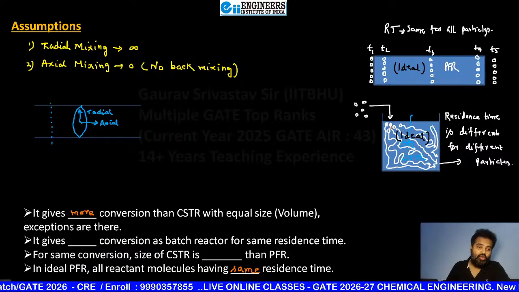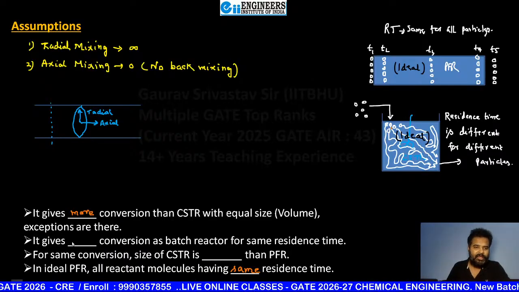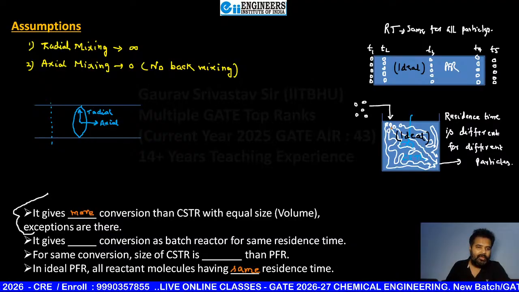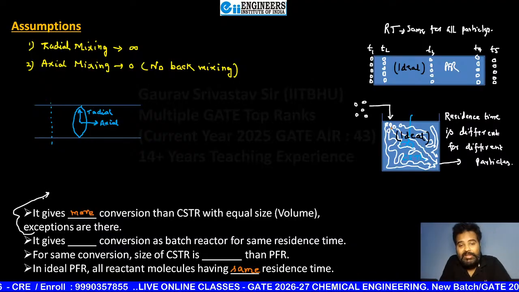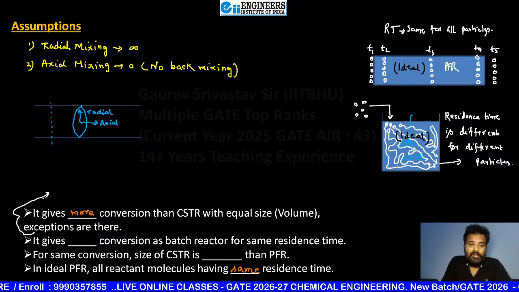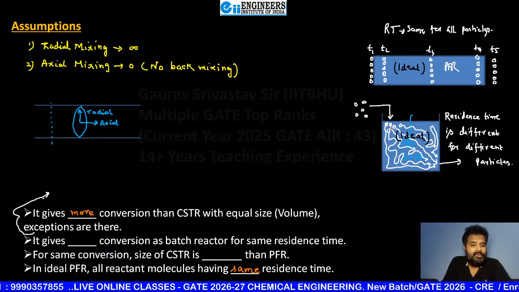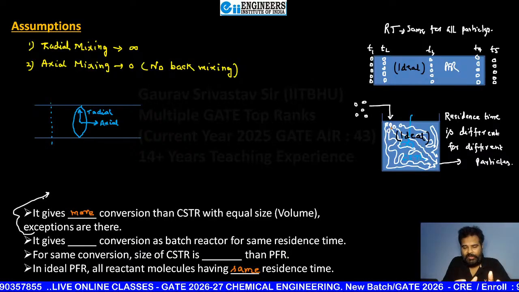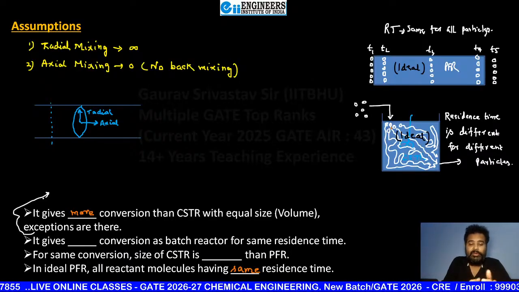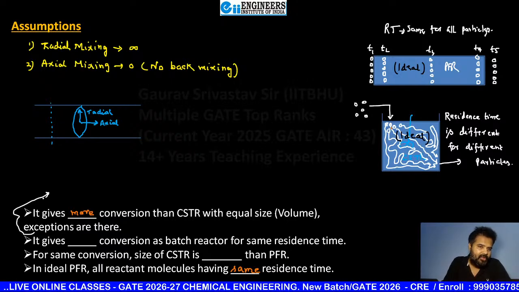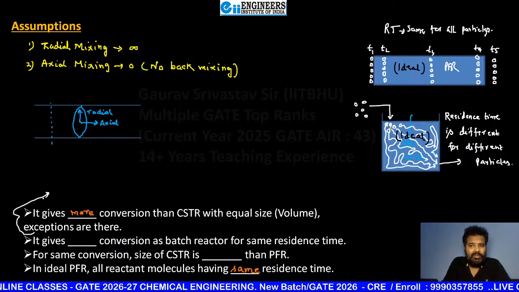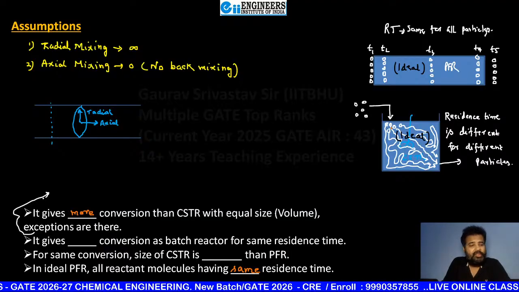But exceptions are there. You know exceptions, beta. Exceptions क्या आपको पता है इसमें exceptions क्या है? कब ऐसा होता है कि CSTR कन्वर्जन ज़्यादा दे दे PFR से या बराबर दे दे PFR के? Is it possible? Is there an exception? That means when you are taking same volume, same size CSTR and PFR, you will get more conversion in PFR. Adiabatic reactor, your CSTR will also be adiabatic here. Shiva Tarun, CSTR भी adiabatic है. PFR भी adiabatic है. In PFR also heat is going to accumulate there.